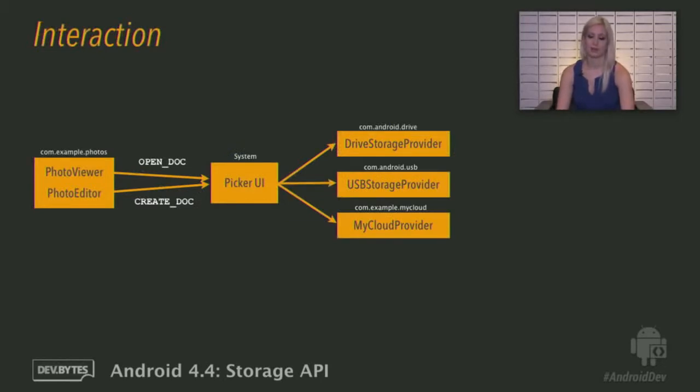Here's a quick picture of the flow. As you can see, providers and clients don't interact directly, just as before. A client requests permission to interact with files, read, edit, create, etc. The system picker goes to each registered provider and shows the user the matching content routes.